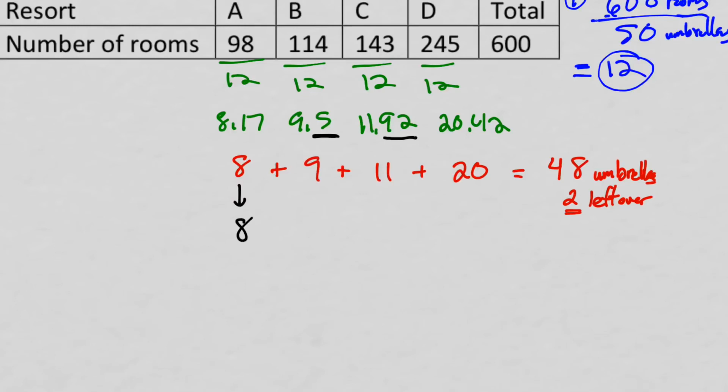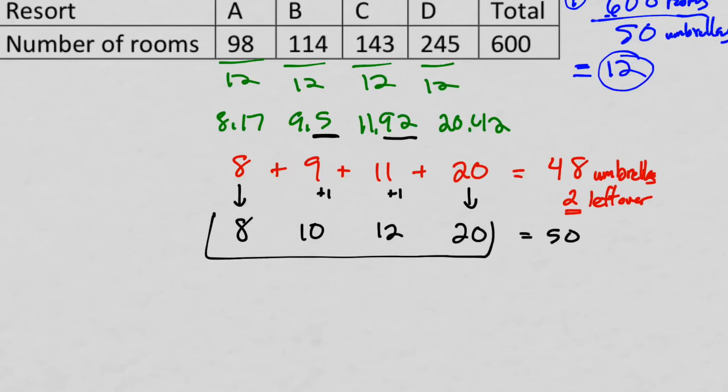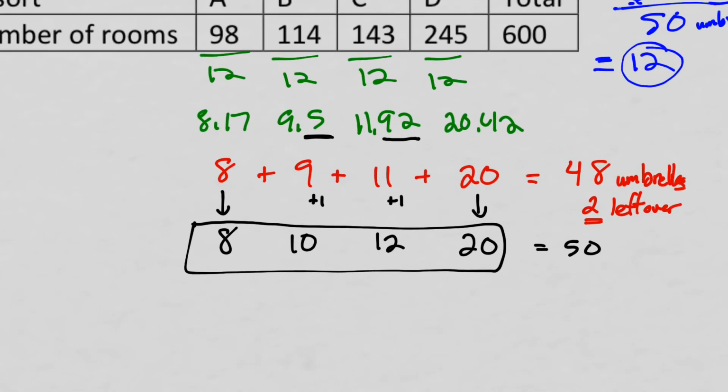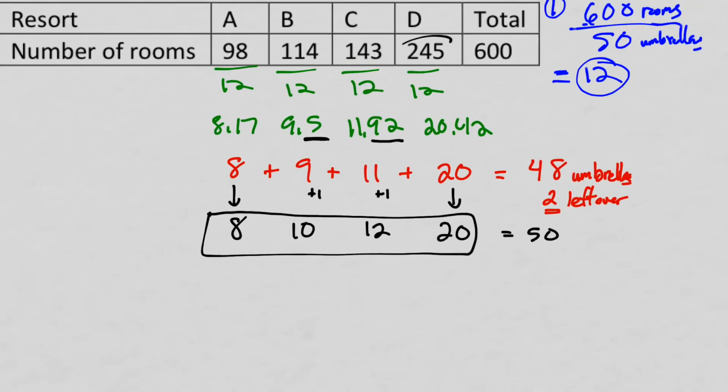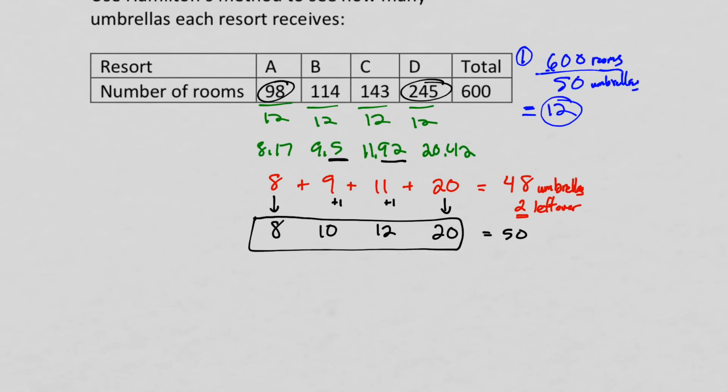Okay, this is going to stay the same. This one's going to get an extra, so he's going to get 10. Resort B. Resort C is going to get an extra umbrella, so they're going to get 12. And this one stays the same. So now we have our 50 umbrellas allocated. And that makes sense because we have the biggest resort getting the most, 20, and the smallest resort getting the least, which would be 8.